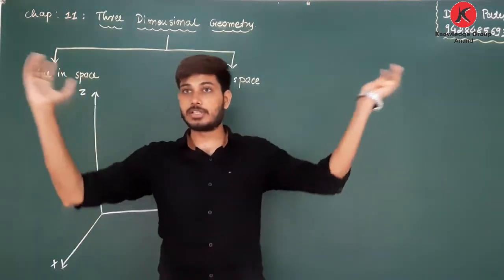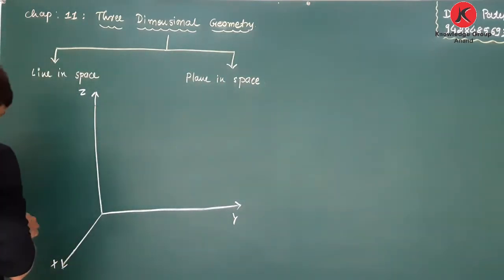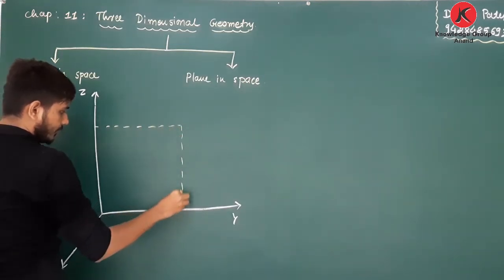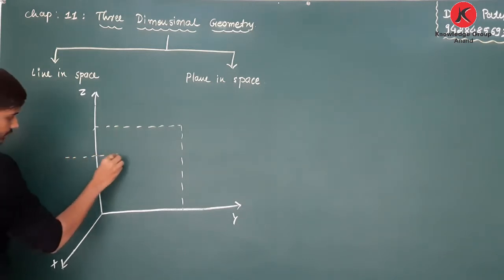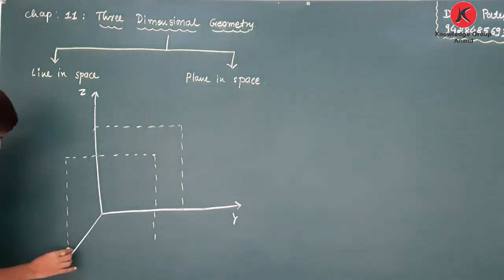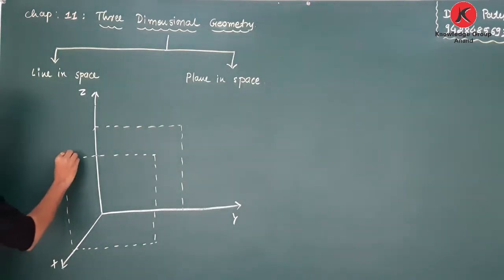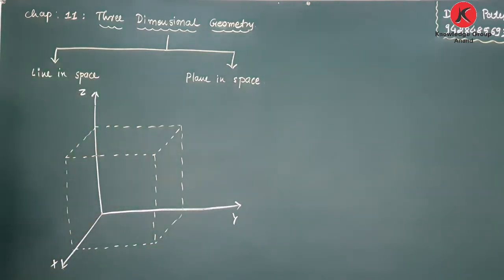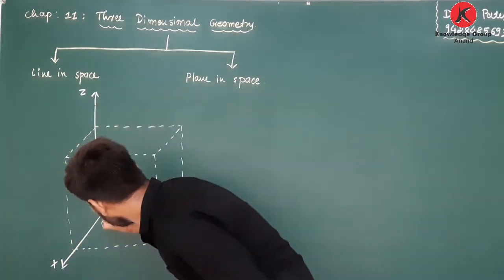Your room is in a cuboidal shape. See here, I am going to draw this. This is the cuboidal shape of your room. You can zoom into your room and understand it. This is the cuboidal shape of your room. This corner will become your origin O of the coordinate axes x, y and z.